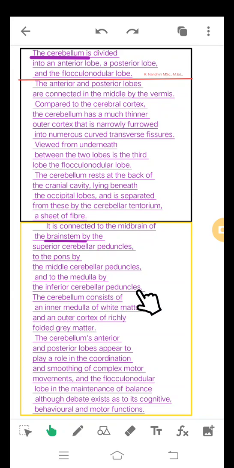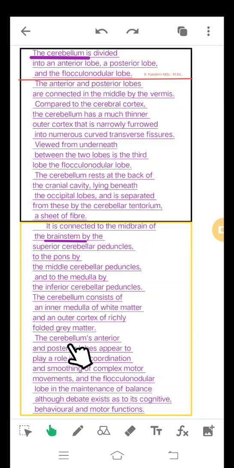and to the medulla by the inferior cerebellar peduncles. The cerebellum consists of an inner medulla of white matter and an outer cortex of richly folded grey matter. See, the medulla is white, the cortex is grey.